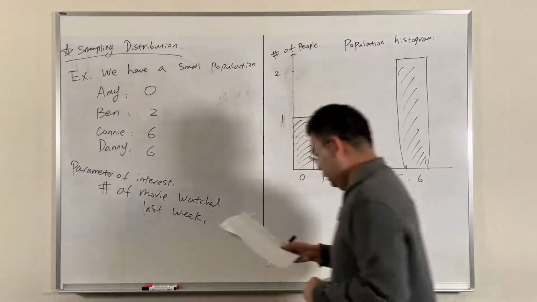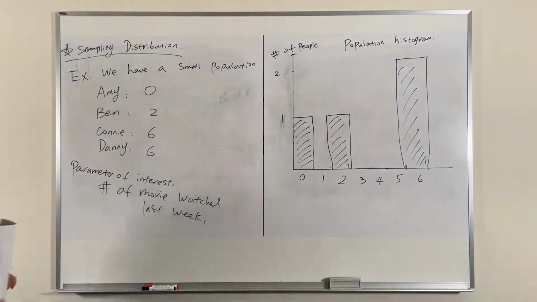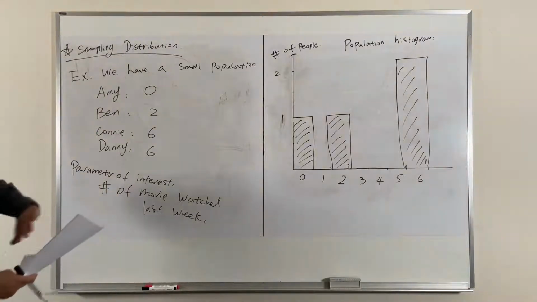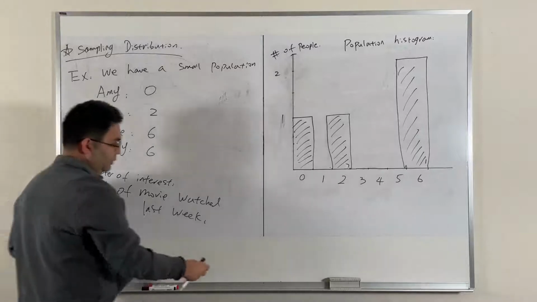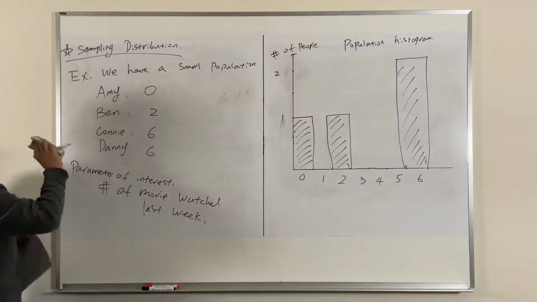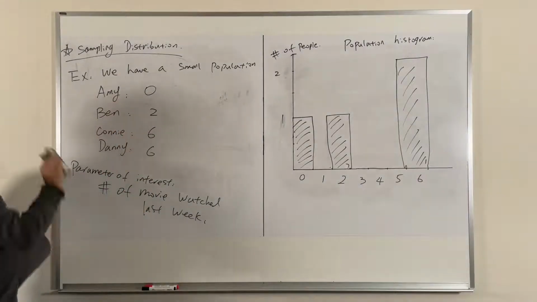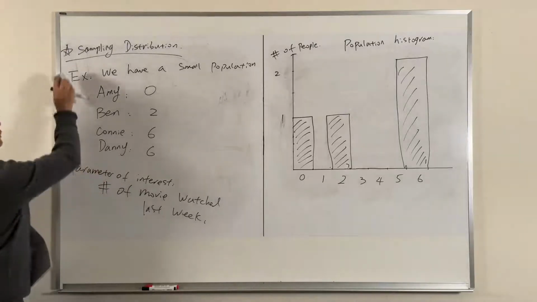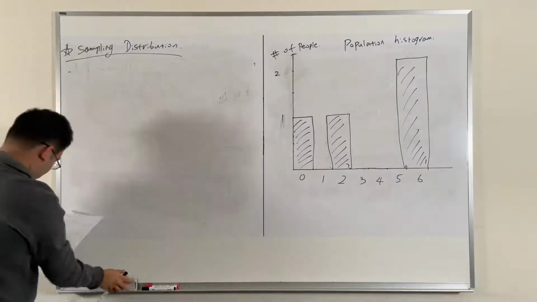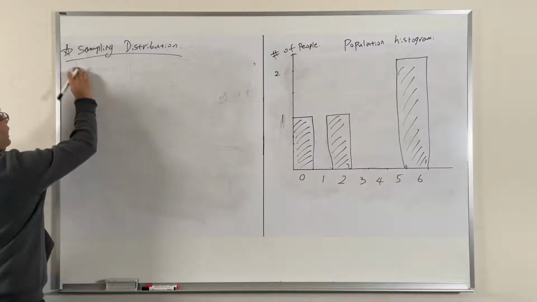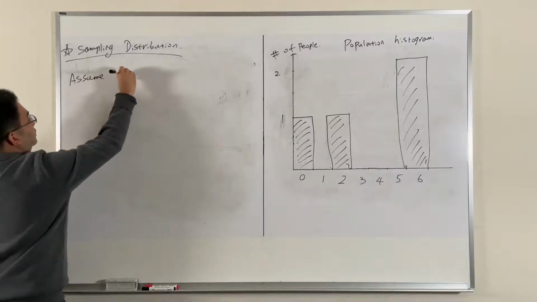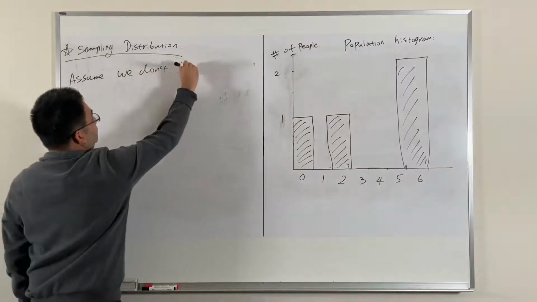Now let's assume that we have no information about this population. So we're going to put this aside. Let me just erase this. Take notes of this here, and then we're going to erase it and assume that we don't know the population. From now on, same example, but assume we don't know our population.